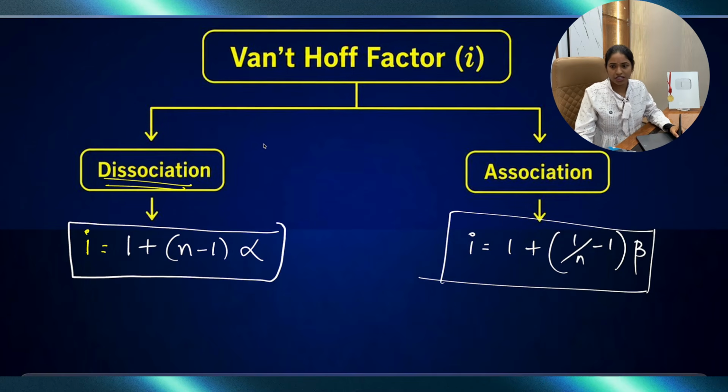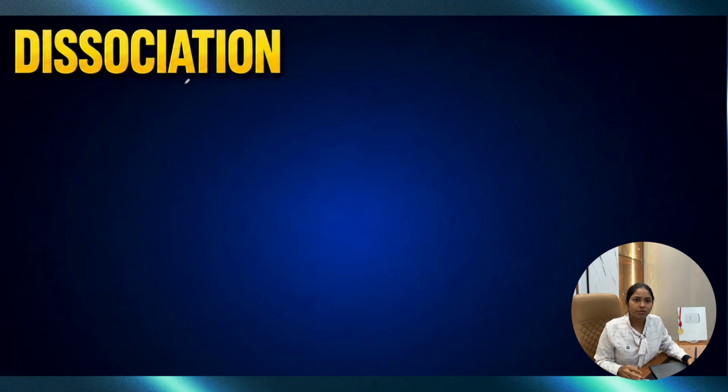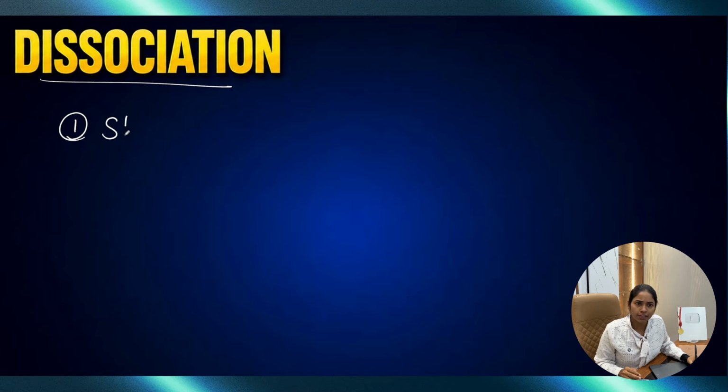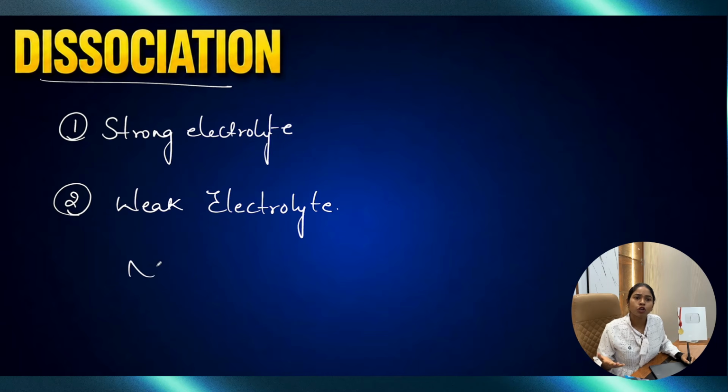Now, ma'am, what is this association? What is this dissociation? For example, one substance is breaking. What type of substance can it be? It can be an electrolyte, a strong electrolyte. It can be a weak electrolyte. Or if the substance is a non-electrolyte, it doesn't undergo any association or dissociation. There is a special category, non-electrolyte.